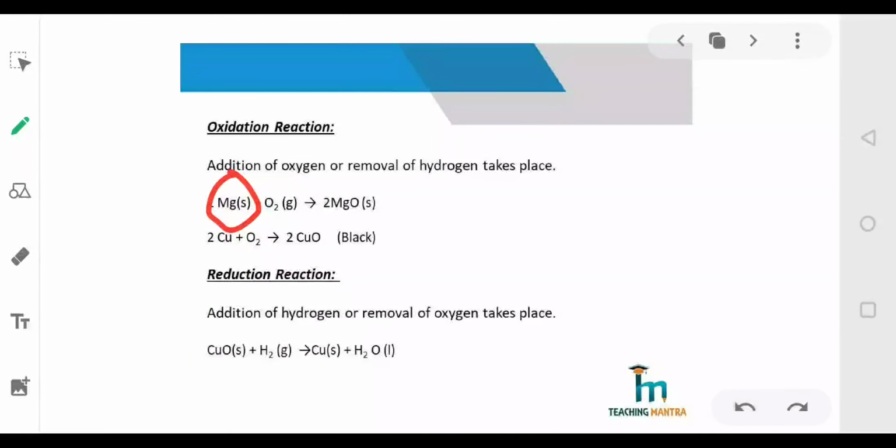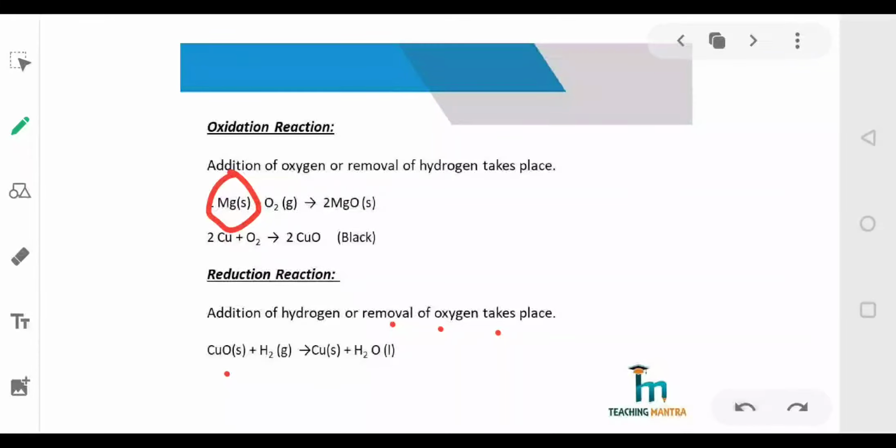Next we have reduction reaction. In oxidation it was addition of oxygen, so obviously in reduction it will be removal of oxygen. So reduction reaction is addition of hydrogen or removal of oxygen. See, on the left hand side we are having copper oxide, that is CuO, whereas on the right hand side we are getting only copper, that is oxygen is being removed.